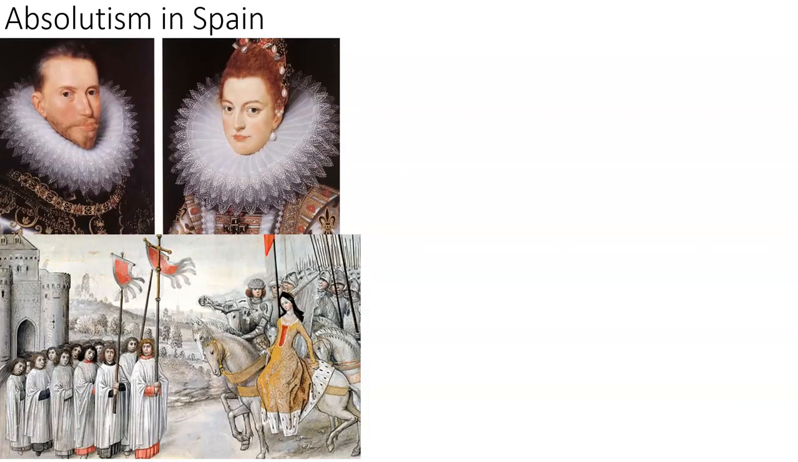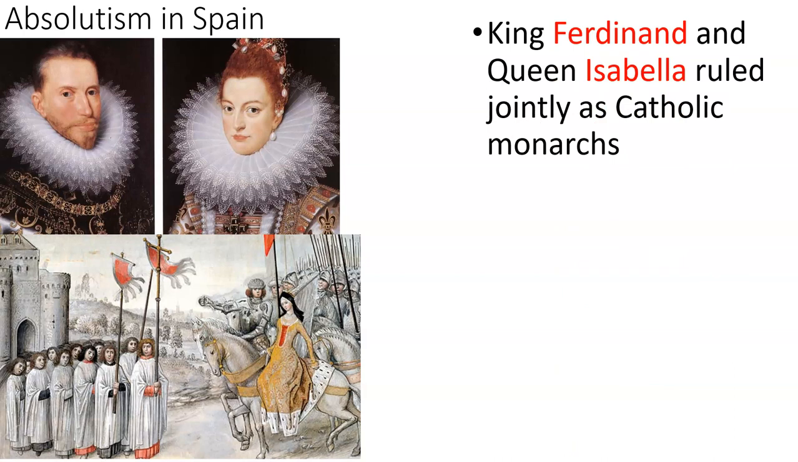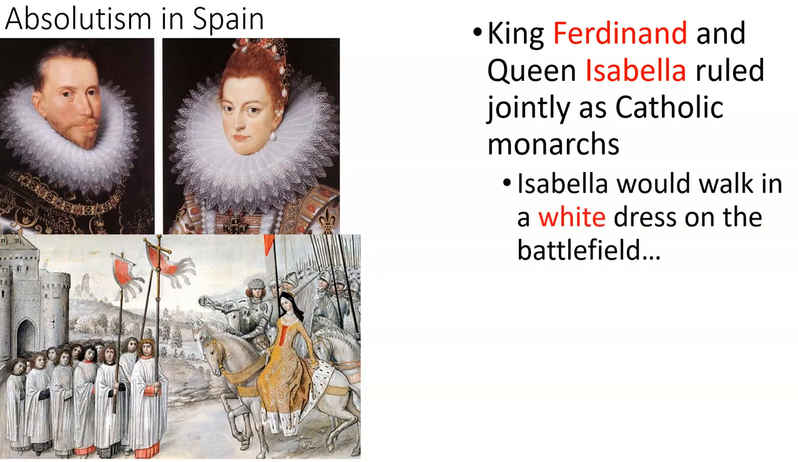And I did talk to you about the Reconquista last year. So if you recall, Ferdinand and Isabella, they are the Catholic monarchs that join together and create what we would consider Spain. They join their kingdoms together. Anyway, Isabella is that woman that would walk in a white dress on the battlefield, right? And the blood would soak up. Okay, that's the person. So highly Catholic.